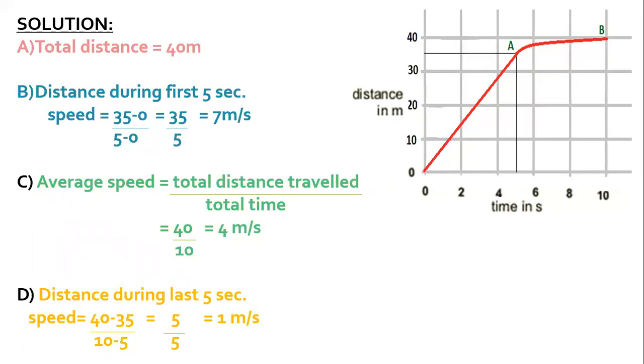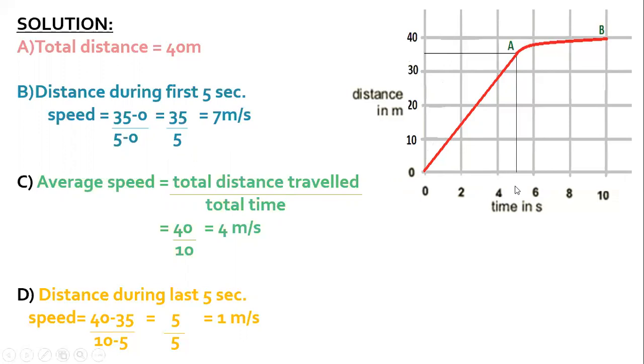So the slope value is going to be y2 minus y1 over x2 minus x1. y2 is going to be 35 and y1 is 0, then again x2 is 5 and x1 is 0. Solve it: 35 by 5 is 7 meter per second. That's the speed during the first 5 seconds.